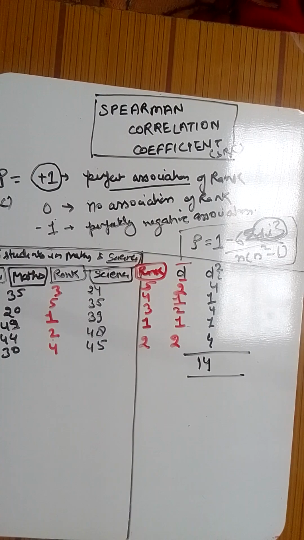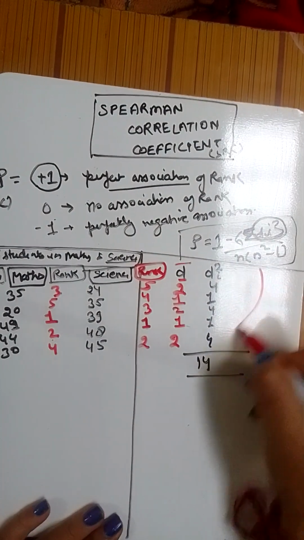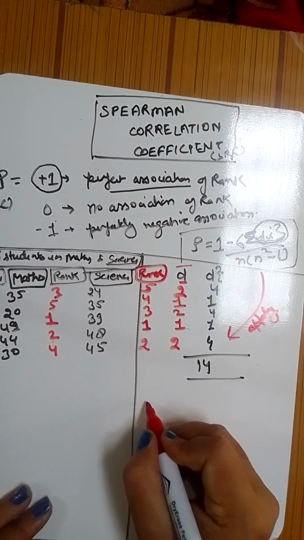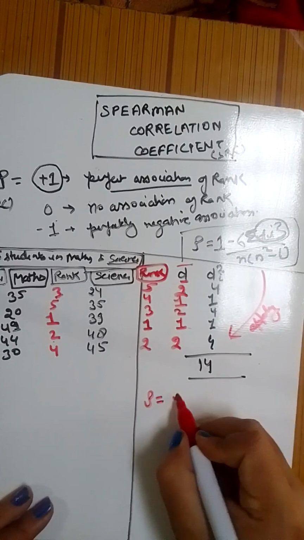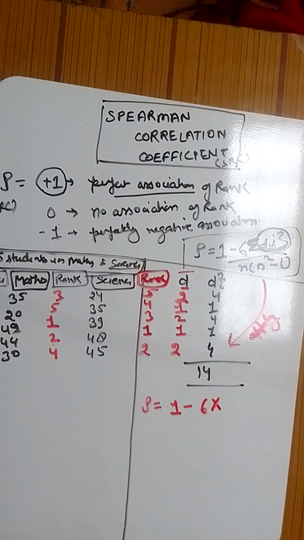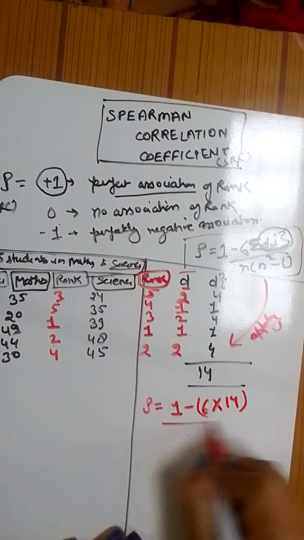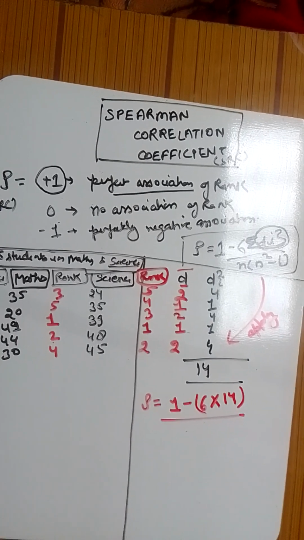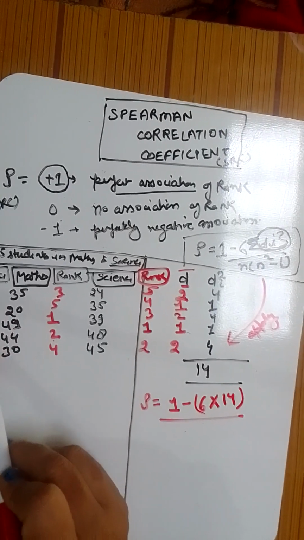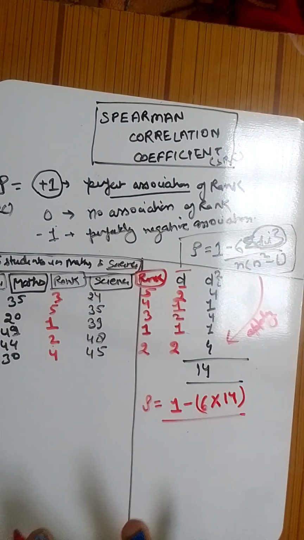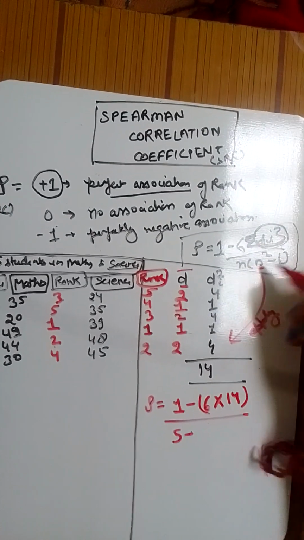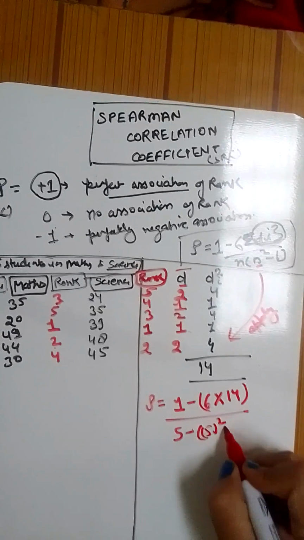Fine. So now we'll apply that formula here. After applying this formula, what will we get? The Spearman correlation coefficient: 1 minus 6 multiplied by the summation of di square, which is 14. And how many observations are there? Tell me. 1, 2, 3, 4, 5. There are 5 observations, 5 students. So what is the formula? n is 5, and n square minus 1 means 5 square minus 1.